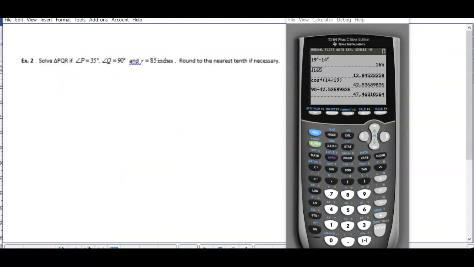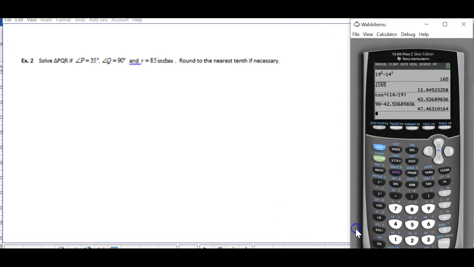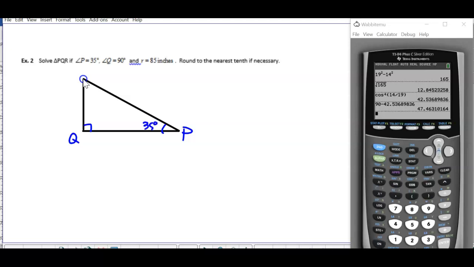Okay, and then example 2, PQR, if P is 35, Q is 90, and r is 85 inches. So we want to draw a triangle as best you can. So here we know Q is 90 and P is 35. So this would be Q, that's 90. This is P, that's 35. When you label a triangle, this is triangle PQR, the sides are the lowercase letter of the capital letter of the angle across from it. So this would be little p, this would be little r, and this would be little q. So that means little r is 85, and we don't know what these are.